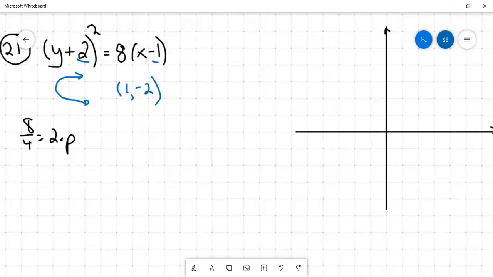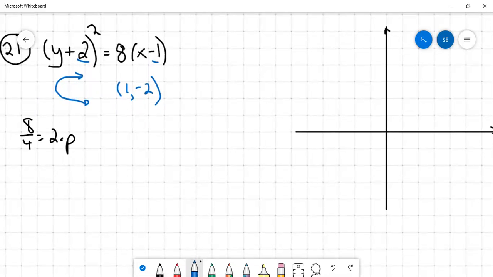And then I want to draw my vertex, which is at (1, -2). So (1, -2) is here. My p is 2, so from my vertex I'm going to go 2 to the left, and this is going to be my focus. Or rather, I'm going to go 2 to the right.